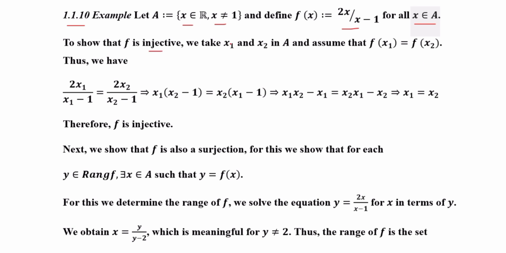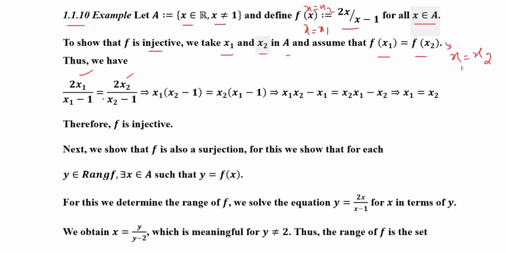To show that f is an injective function, we take 2 points x1 and x2 in A and assume that their images f of x1 and f of x2 are same. We will show that from this expression, when f of x1 is equal to f of x2, we get x1 is equal to x2. Your f of x1, by just putting x is equal to x1 in your function, is 2x1 over x1 minus 1. Similarly, when you put x is equal to x2, we have 2x2 over x2 minus 1.